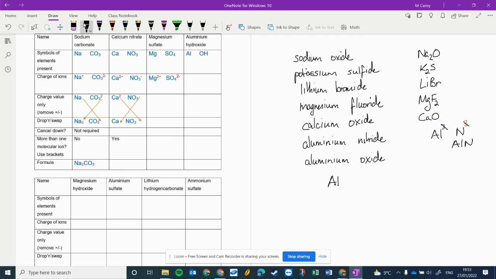And aluminium oxide is Al 3 plus, and oxygen, because it's in group 6, have a look at it, is 2 minus. And now let's lose the charge. And we're going to drop and swap charges. So the 3 in the aluminium charge is going to end up down by the oxygen. And the 2, that was the charge of the oxygen, is going to drop and swap down to the aluminium. And you will end up with Al2O3. Okay.